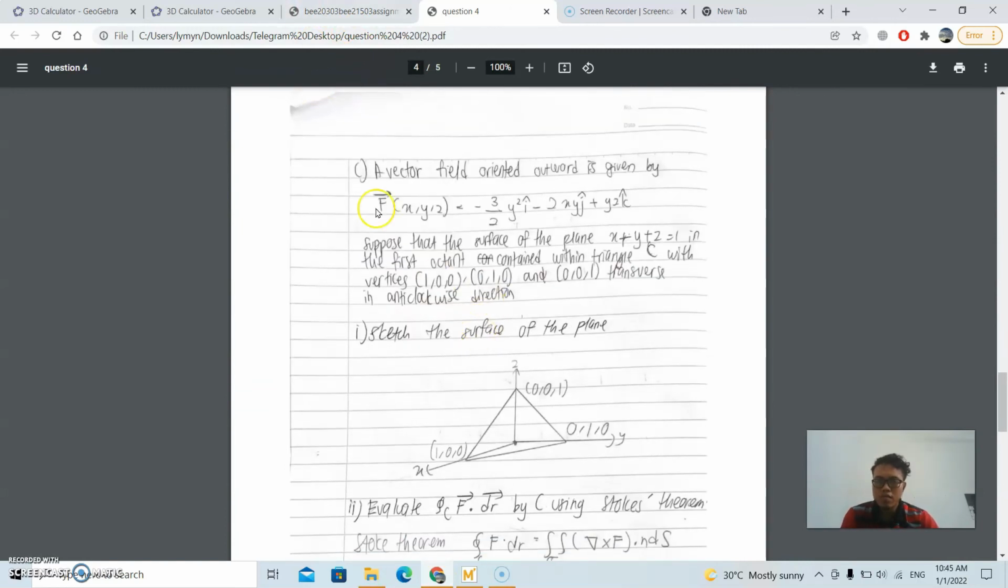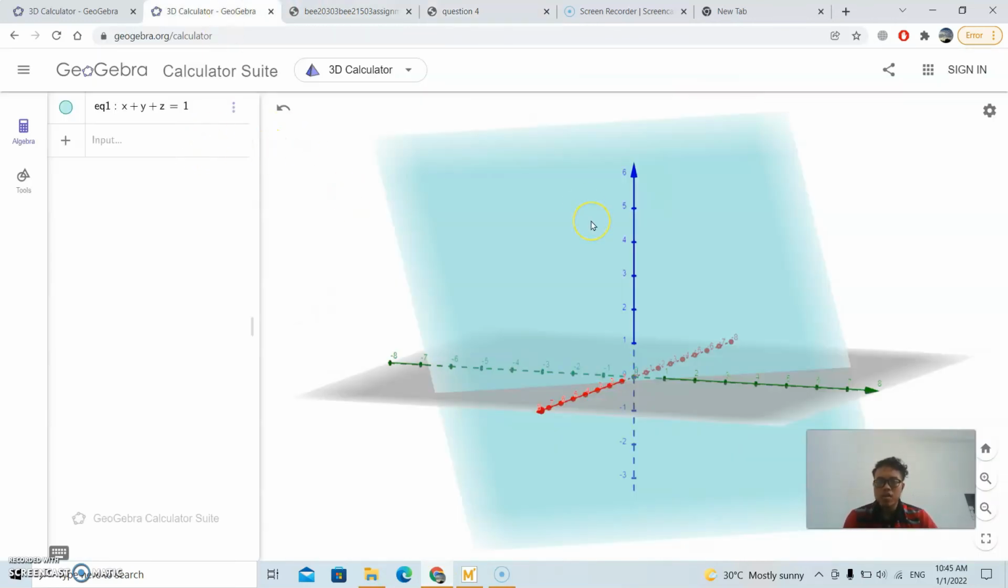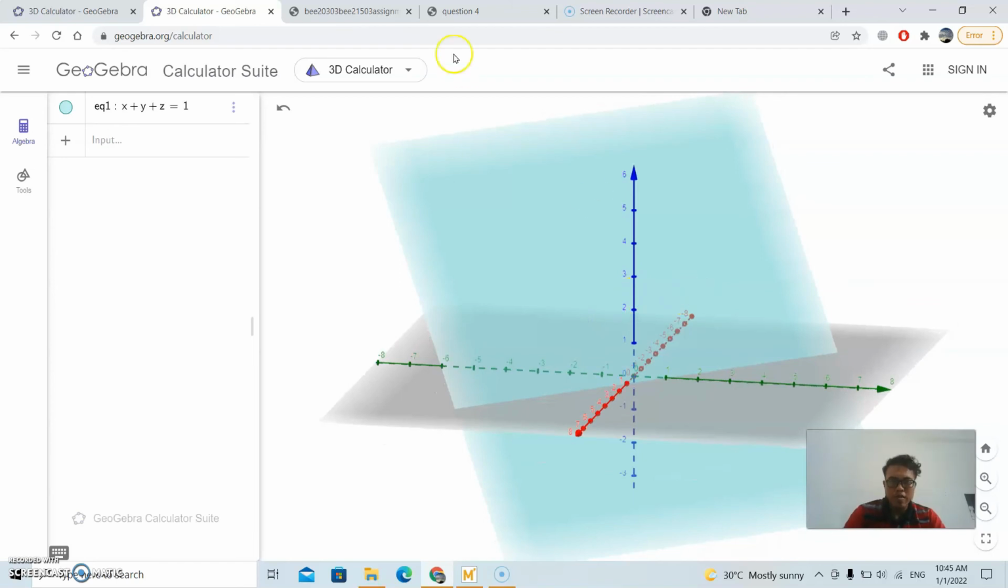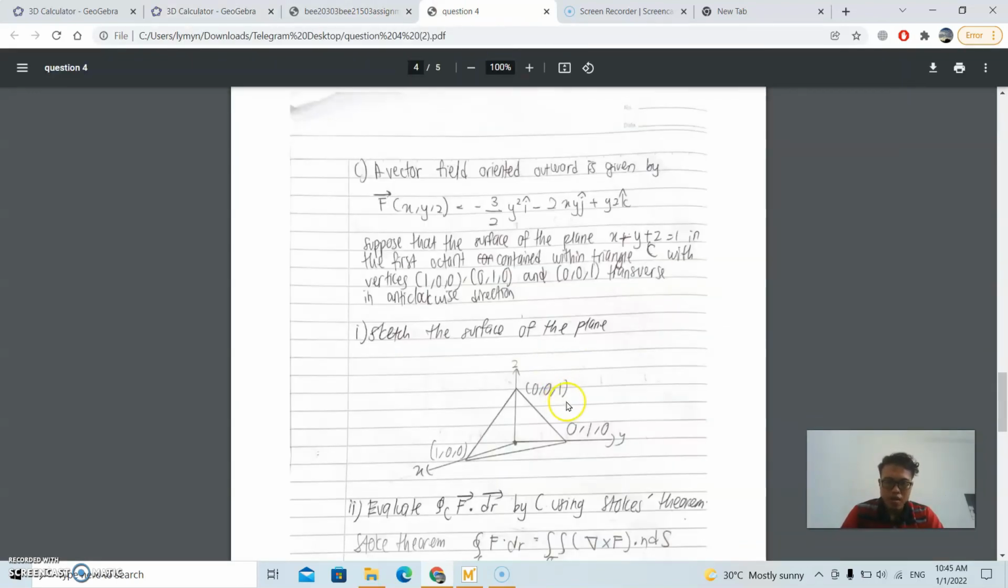Next, for C1, sketch the surface of the plane. This equation is x plus y plus z equals 1. And this is the simulation of the sketch, like the manual.